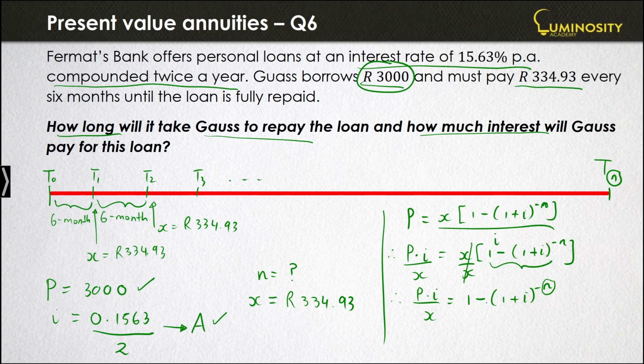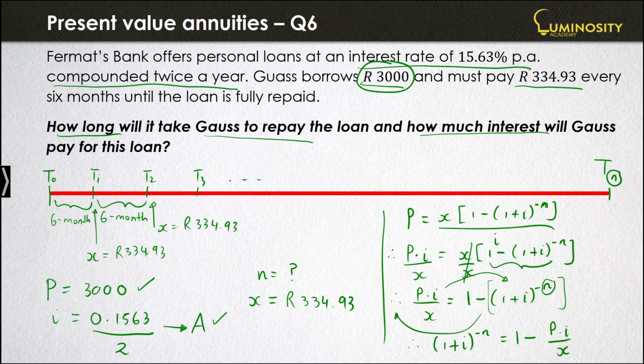So first of all, I'm going to take this negative term over here and bring it to the left-hand side, and then take this term and subtract it. So what you'll get is on the left-hand side now positive 1 plus I to the negative N equals, on the right-hand side, we still have 1 minus this term, P times I over X.